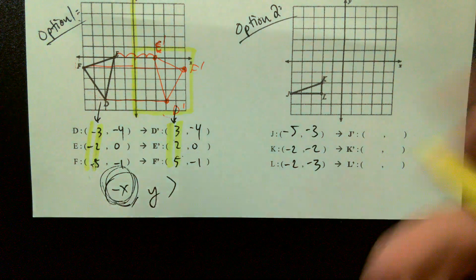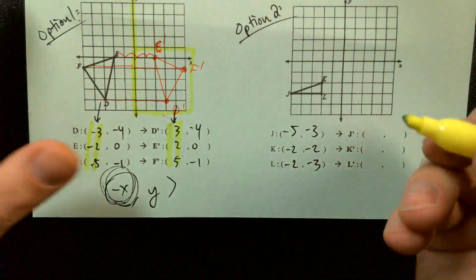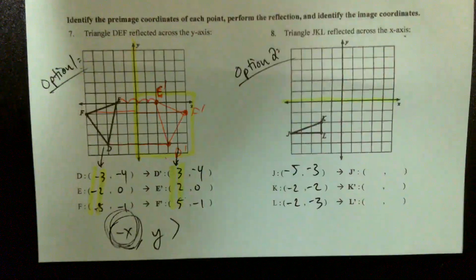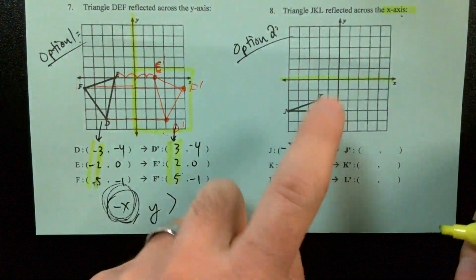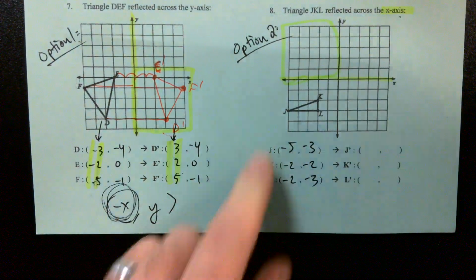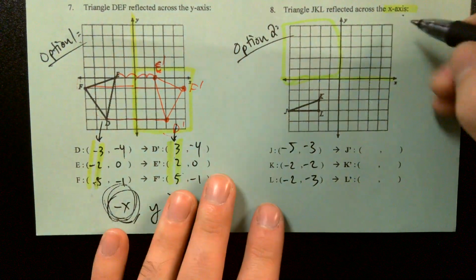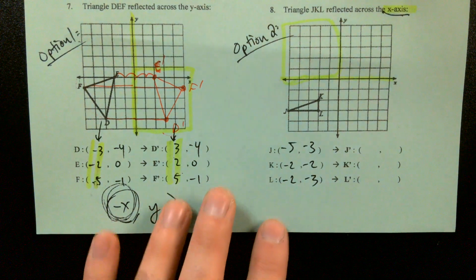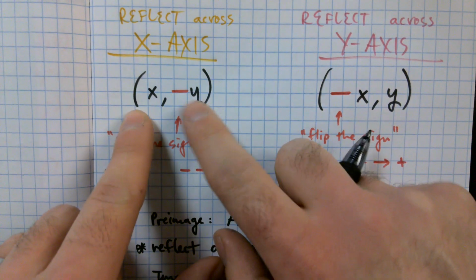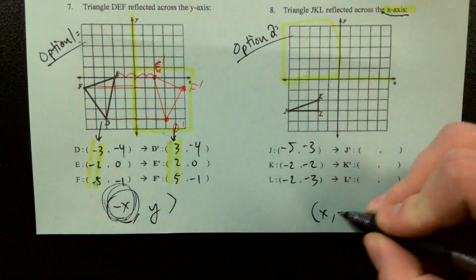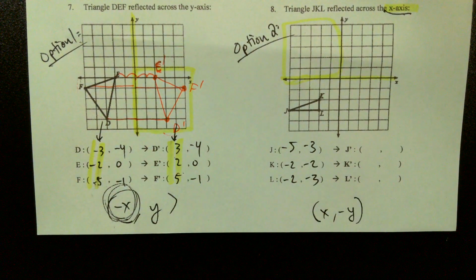What axis am I reflecting on in number 8, does it say? Number 8? X. It says the X. Okay, if I look up right there, it says the X-axis, right? So my shape is going to flip over that line and be somewhere up here. Now, because I'm flipping over the X-axis, I can go in my notebook just like I can during a quiz, and I can see, oh, my rule is X, -Y. Okay, my rule is X, -Y.